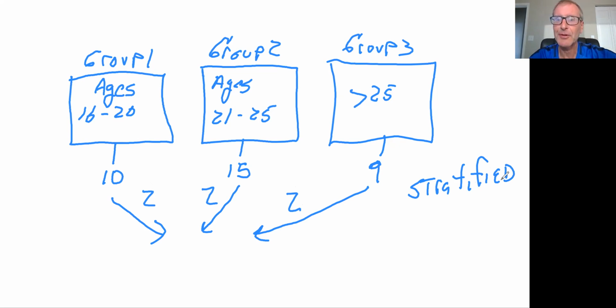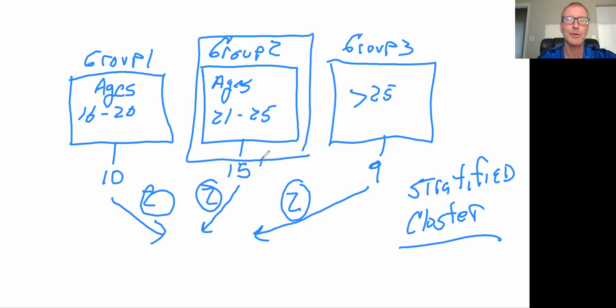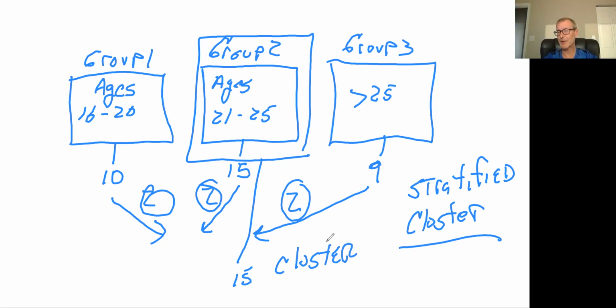There's this other thing called cluster. The way cluster works is the same as stratified, in that you make these groups. I could do a cluster sample in this same class, but instead of taking 2 from each group, in a cluster you take a whole group. Say I wanted to take this whole group, those 15 people. That's what we mean by a cluster. So that's the difference between cluster and stratified.